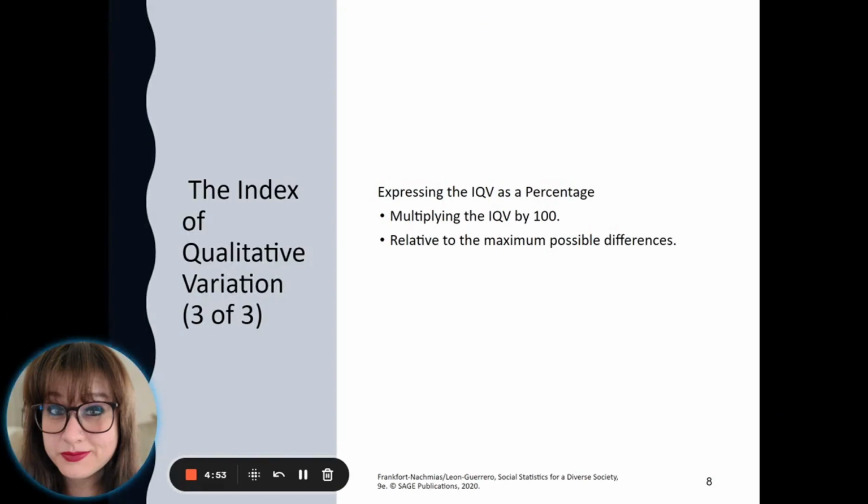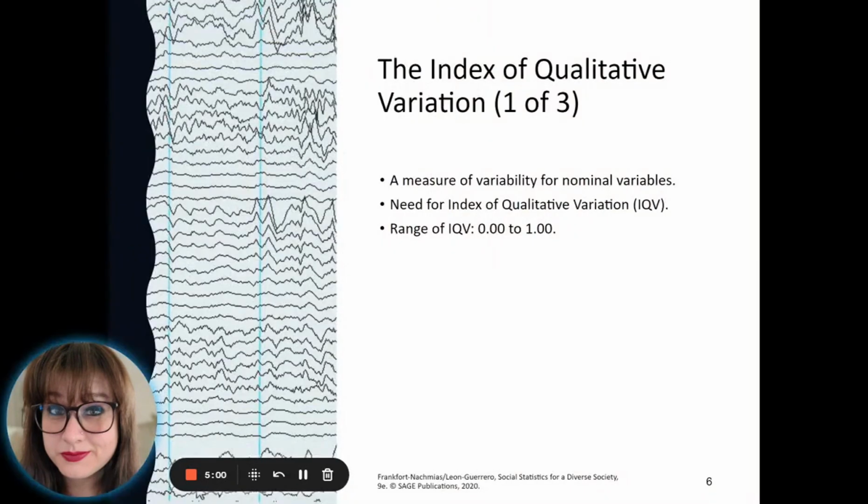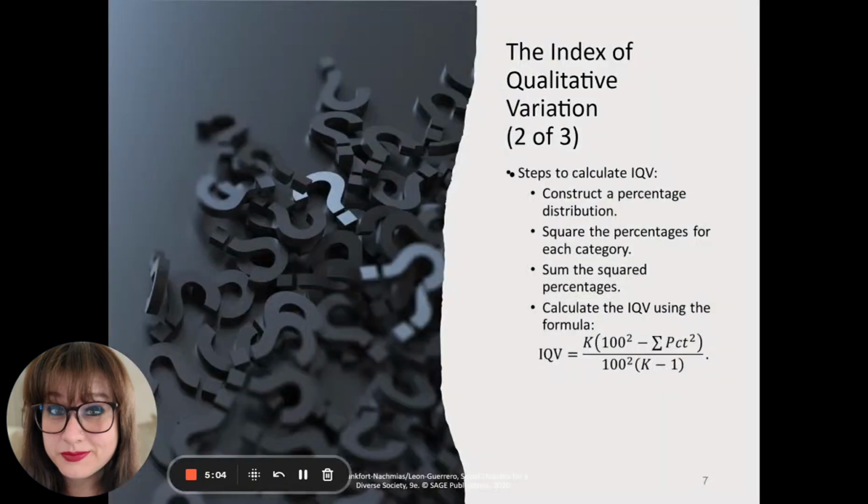Which gives you a percentage, and it's relative to the maximum possibility. So what possibilities are there? But for the purpose of this, we're going to look at it in terms of a proportion with just the decimal for now. Now this formula is a little scarier than it needs to look.